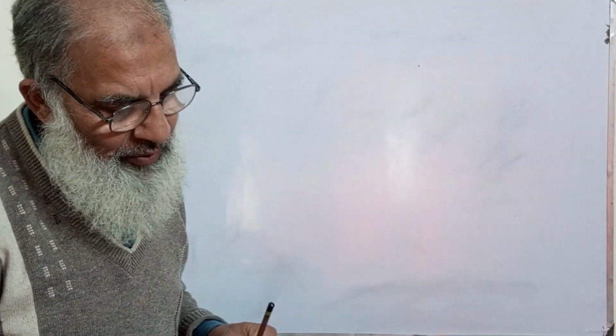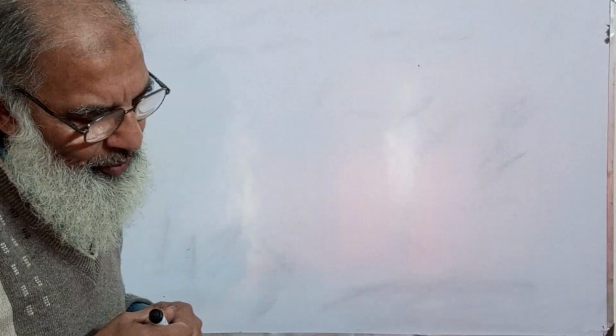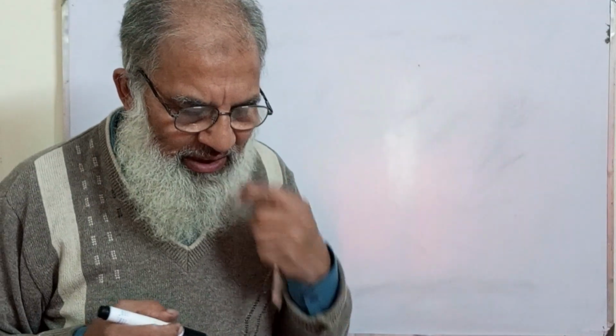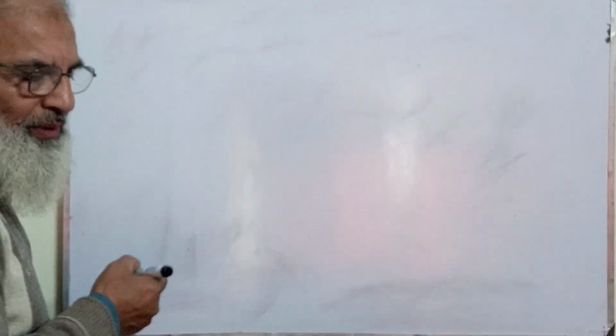Page number 23 and question number 4. Questions 1, 2, 3 have already been done by me. So question number 4: an aircraft travels 900 meters in 3 seconds. What is its speed? My dear students, it is a very easy question.